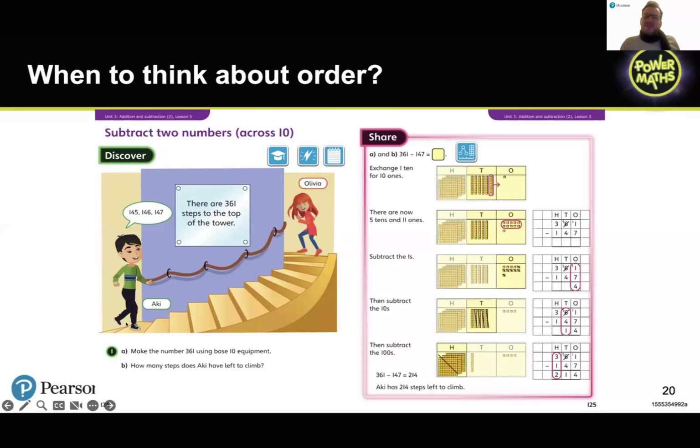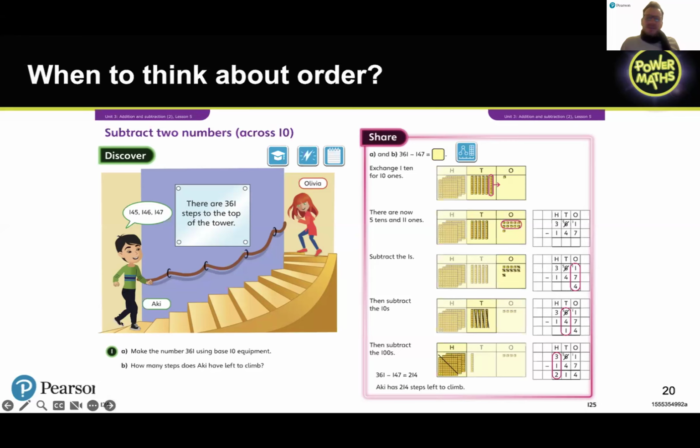And I wonder if in this lesson, Olivia and Aki climbing up the steps to the top of the tower, is that a distractor? So what I'm going to think to myself is, do you know what? At the start, I'm just going to front load my lesson completely with here's the method, here's the method, here's the method. It's a lesson about getting really good at the method. And at the end of the lesson, I'm going to say, do you know what? We forgot to do our discover today. Let's have a look at our discover task. Is that related to what we learned today?